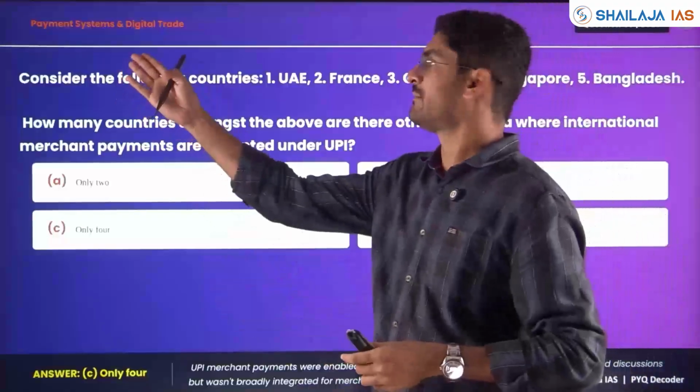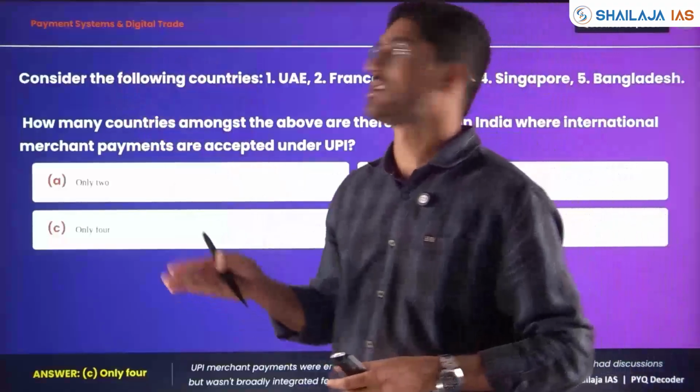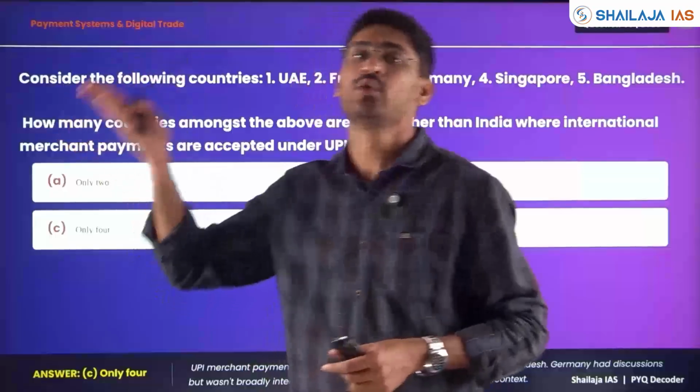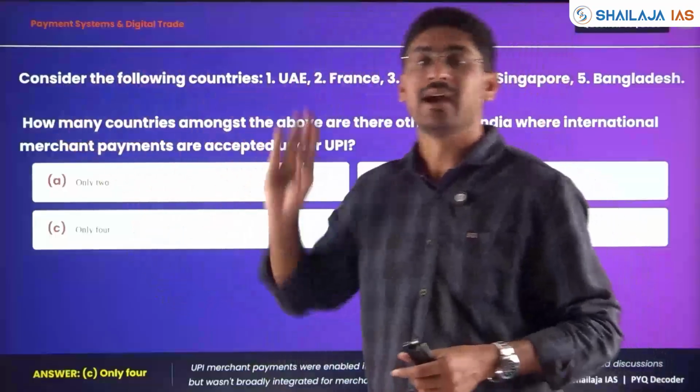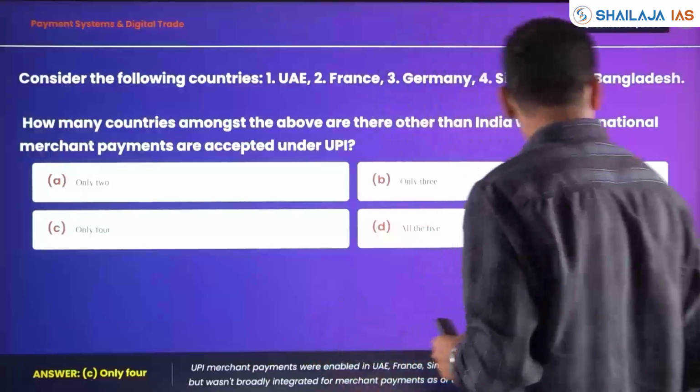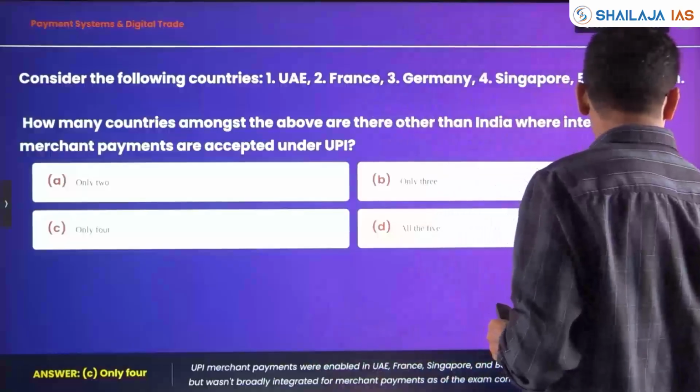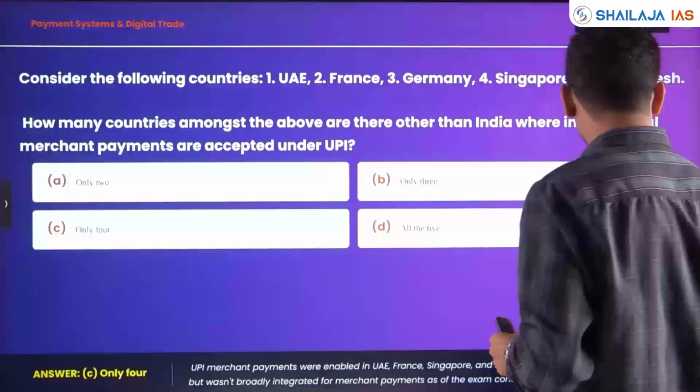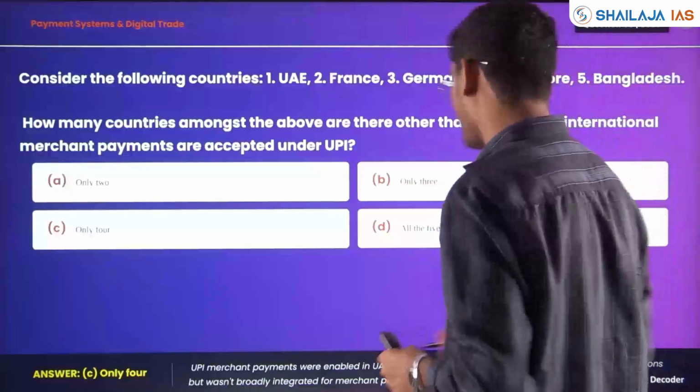Chalo. Payment system. Last class also, payment system was in the news. Now it is linked to digital trade and international trade as well. Cross-linking is happening in the UPSC examination paper. We'll see one by one.